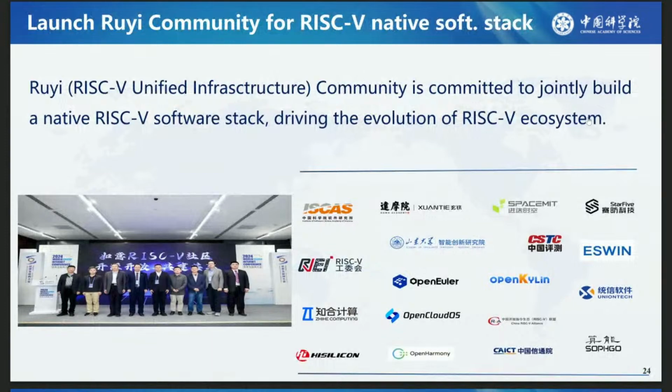And we also launched a community called the Ruyi community. Ruyi is like a satisfactory wish in China. So it's a RISC-V native software stack community. We are committed to jointly building a native RISC-V software stack and driving the evolution of the RISC-V ecosystem. And more than 500 organizations have already joined the community.